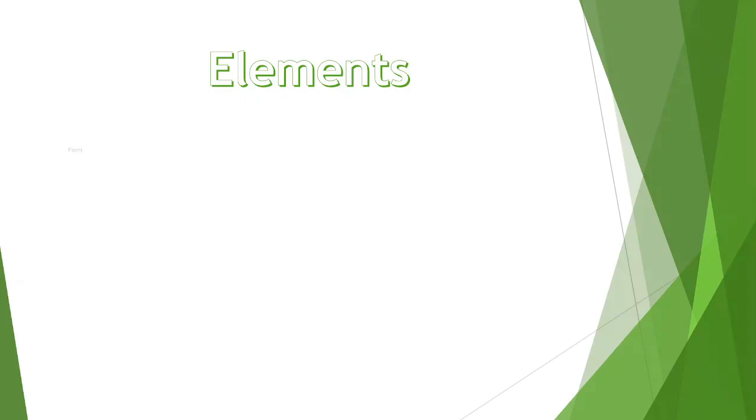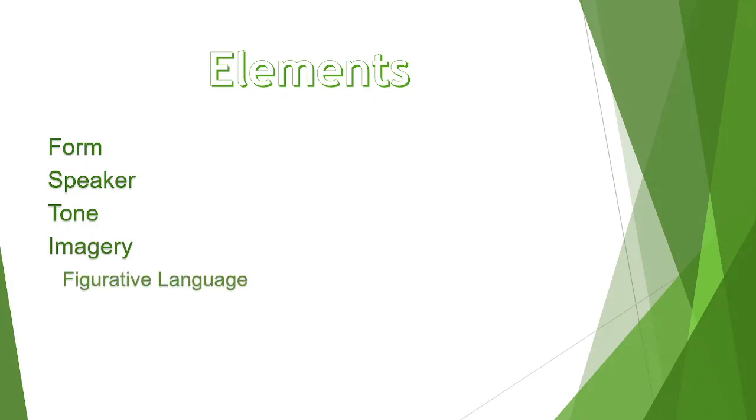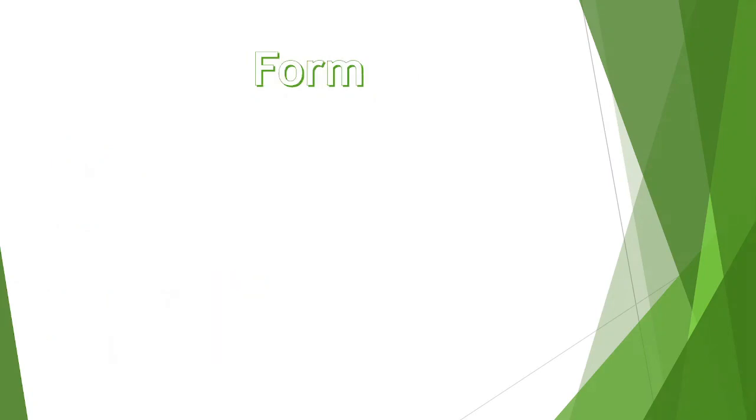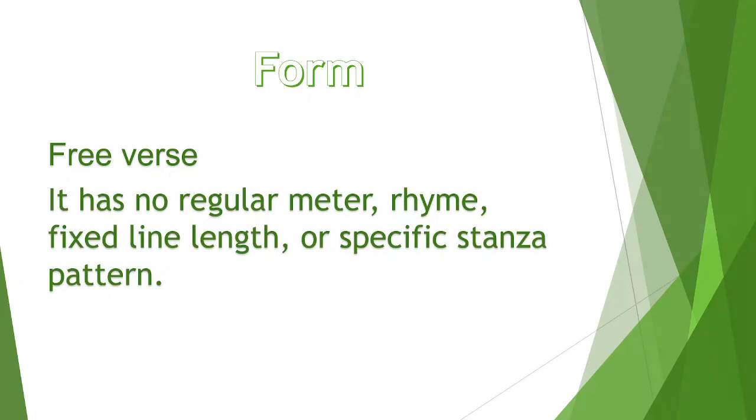Let's look at the 7 elements of a poem first. Form, speaker, tone, imagery, figurative language, sound devices, and the theme. First is the form. The Atoms of Sound is a free verse because it has no regular meter, rhyme, fixed line lengths, or specific stanza pattern.